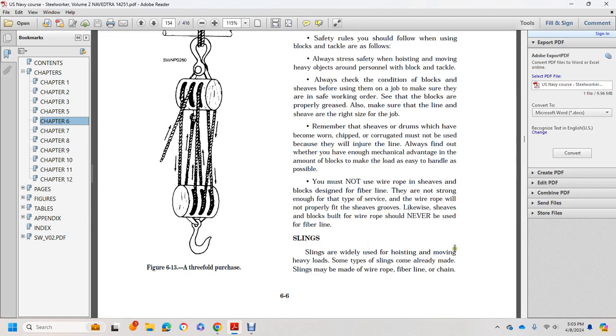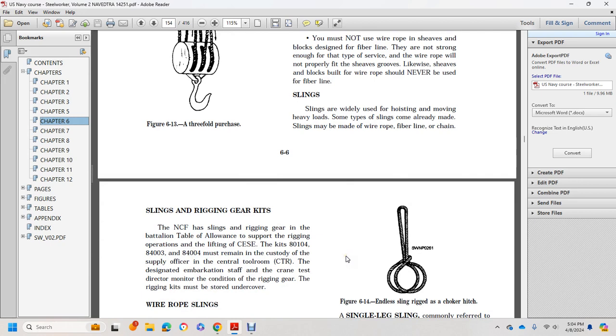Slings are widely used for hoisting and moving heavy loads. Some types of slings can be already made, or slings may be made of wire rope, fiber line, or chain. Slings and rigging gear kits. The Navy Construction Force has sling and rigging gear kits in the battalion table of allowance for supporting rigging operations, listed with the CESE. The kits are 80104, 84003, and 84004. They must remain in the custody of the supply officer or a certain central tool room. A designated staff member or the crane test director monitors the condition of the rigging gear.